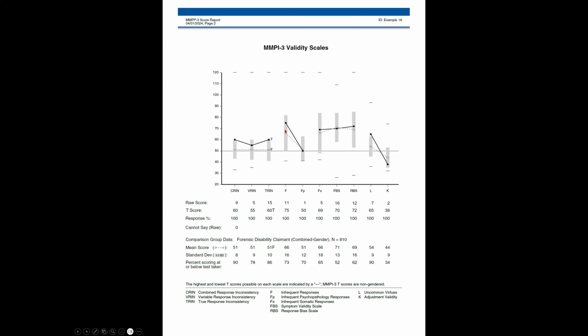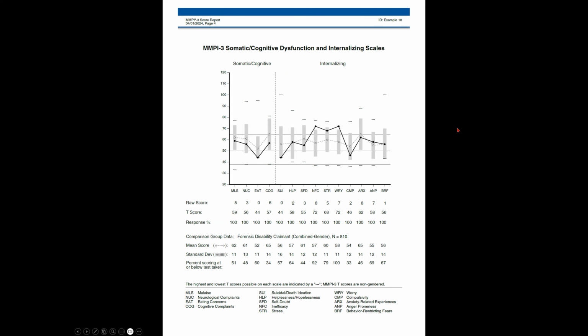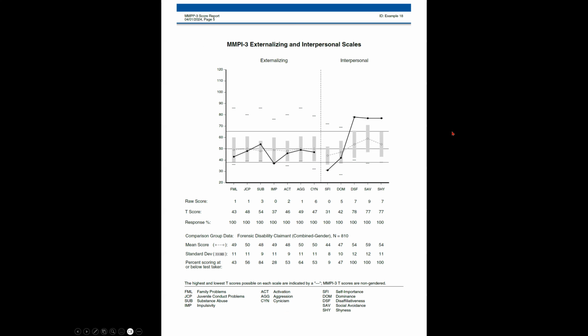We do get the added context that this is not atypical for a disability claimant to score that high on the F scale. We're seeing elevations on emotional internalizing dysfunction, demoralization, RC2 for this disability claimant, and elevations on some of the scales related to stress and worry and a sense of inefficacy.